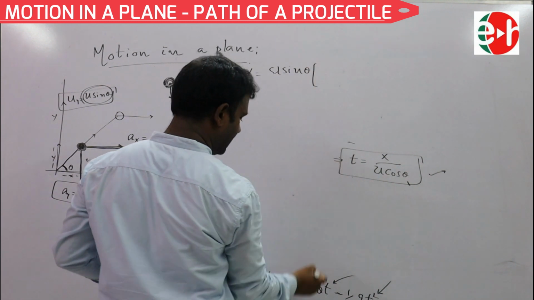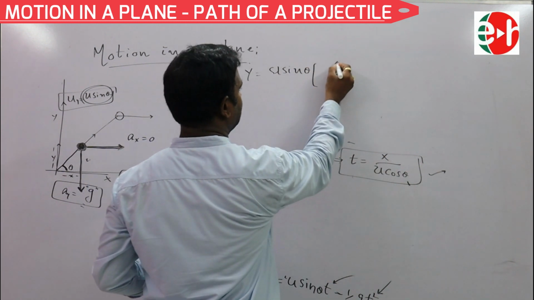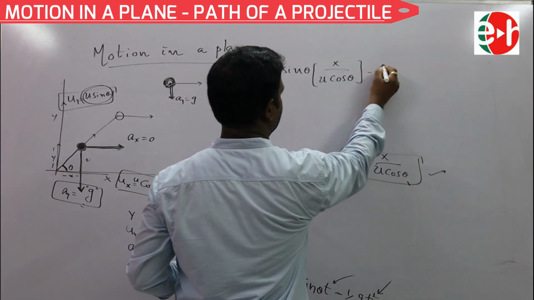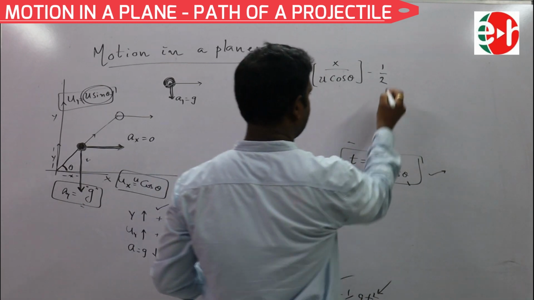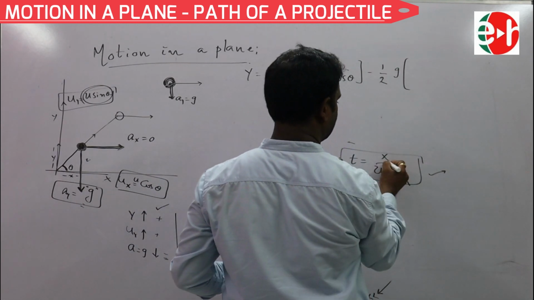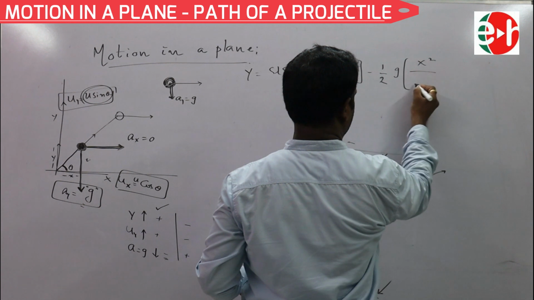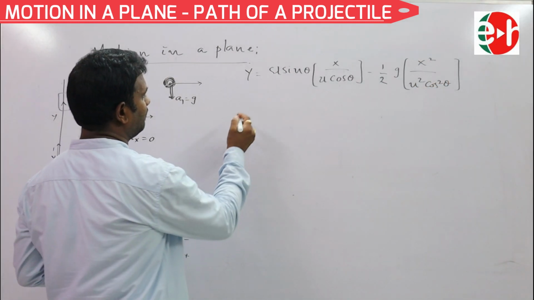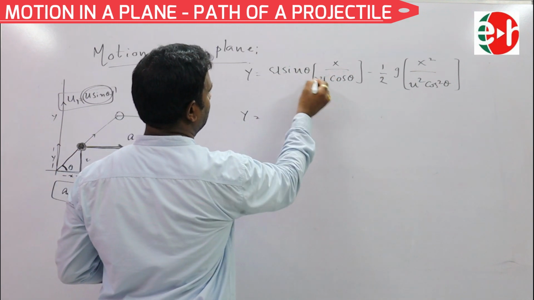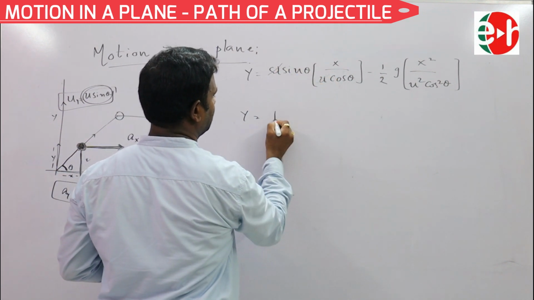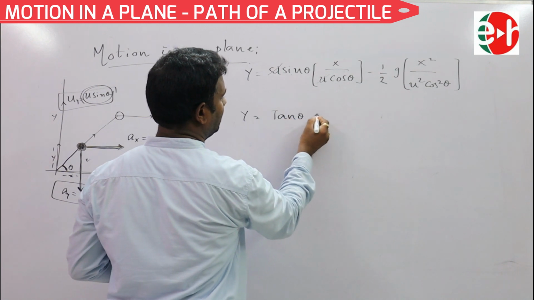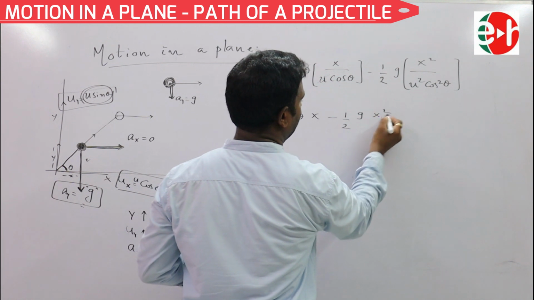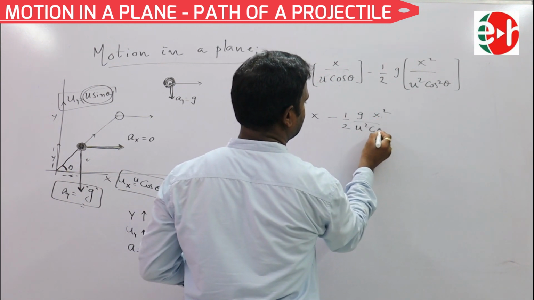into, instead of t, I can write x by u cos theta, minus half g into t square, means x square by u square cos square theta. y equal to, u gets cancelled, sin theta by cos theta, yeah, you're right, tan theta into x minus half g x square by u square cos square theta.